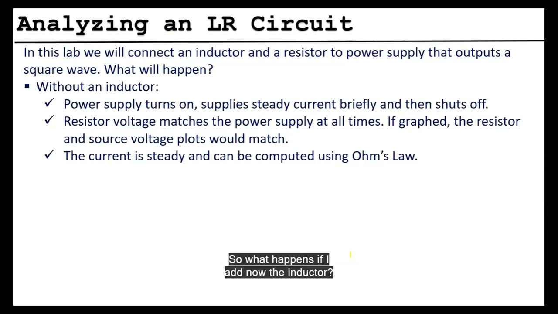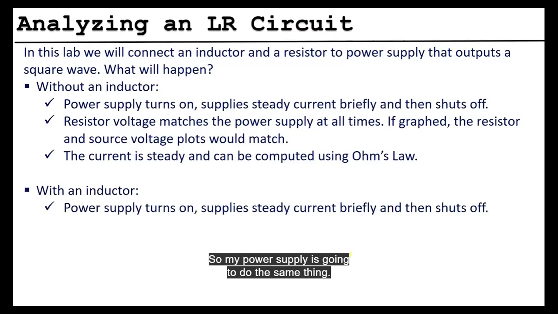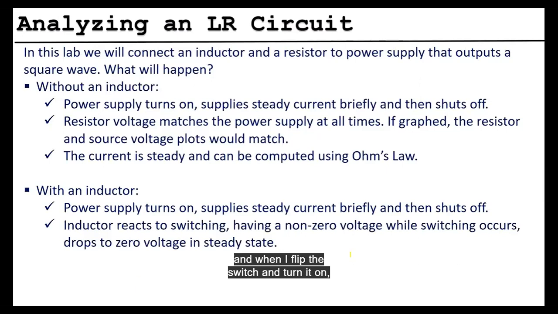So what happens if I add now the inductor? So my power supply is going to do the same thing. It'll turn on, supply a brief current, that'll be nice and steady, and then it'll turn off, and then after a fixed amount of time, it'll turn back on. The inductor does not like change. So I'm going to start at 0 volts, and when I flip the switch and turn it on, the inductor is going to resist that change. It's going to have a voltage across it, and then when I turn the current off, it will also resist that change, and there will be a voltage across my inductor. In the steady state, my inductor should have 0 volts across it.